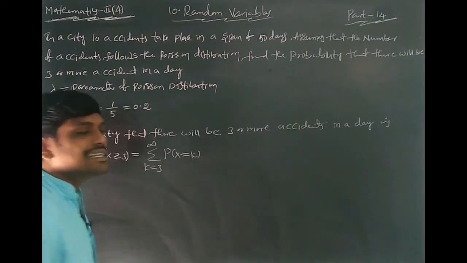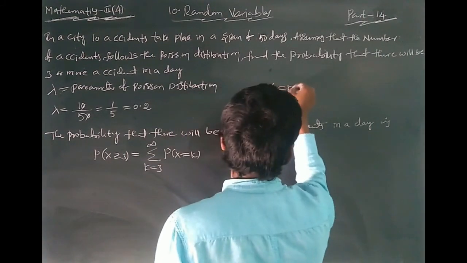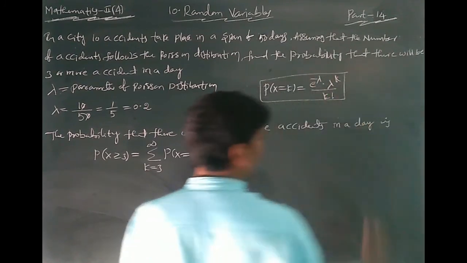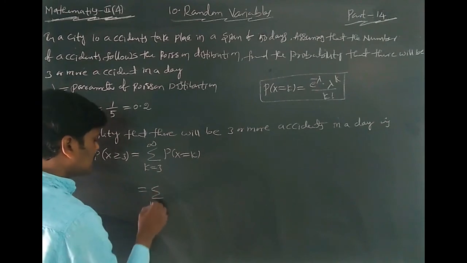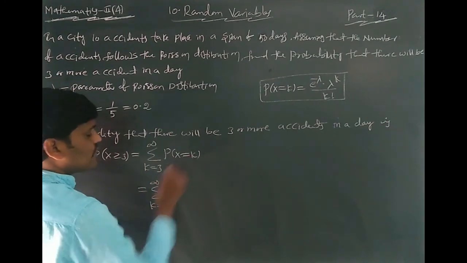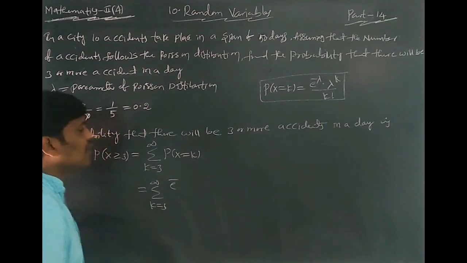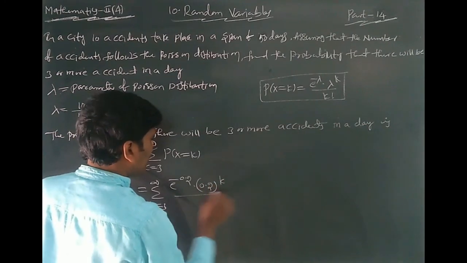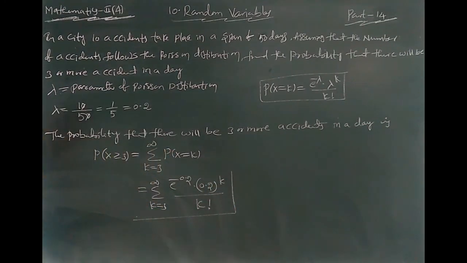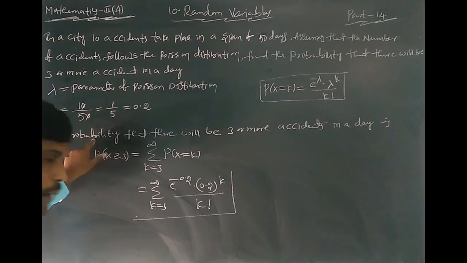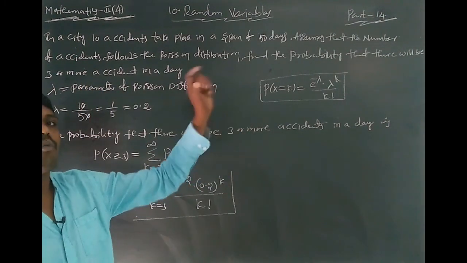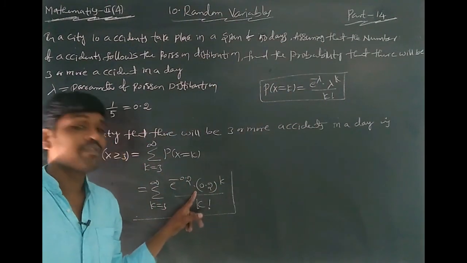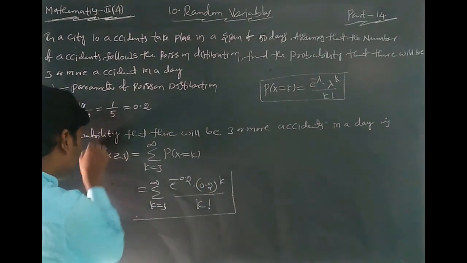What is the Poisson distribution formula? P of x equal to k equals e power minus lambda into lambda power k by k factorial. You can write here summation of k equal to 3 to infinity, P of x equal to k, e power minus lambda. What is the value of lambda? 0.2, into 0.2 whole power k by k factorial. This is the probability that there will be 3 or more accidents in a day: e power minus 0.2 into 0.2 whole power k by k factorial. Understood or not?